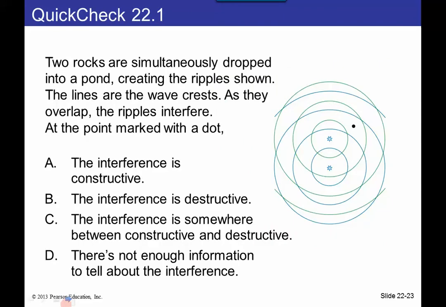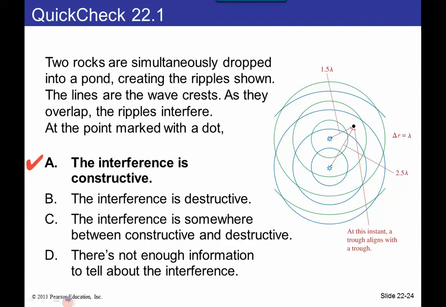Let's look at a quick question here. You have two rocks, and you simultaneously drop them into a pond. You get these ripples, and they are shown there. This is the wavelength from blue line to blue line, and from green line to green line is also a wavelength. So at this point right here, what type of interference do you get? Is it constructive or destructive or somewhere in between? Take a minute and think about the distance from this point to this point and from this point to this point in terms of the wavelength.